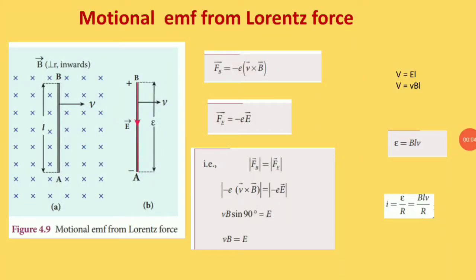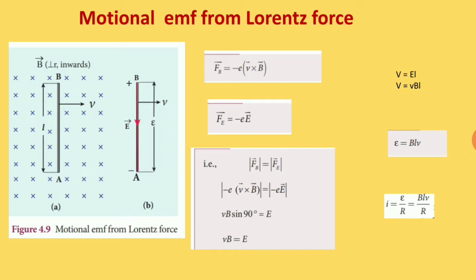Today, let us see the topic motional EMF from the Lorentz force. AB is a straight rod of length L in a uniform magnetic field perpendicular to the plane of the paper. Let the rod move with velocity V towards the right side. The free electrons present in it also move with the same velocity V in the magnetic field B.